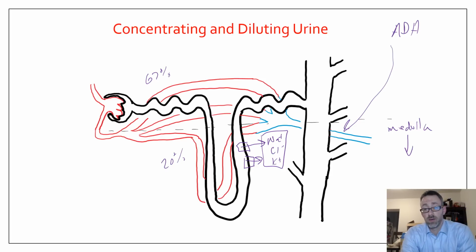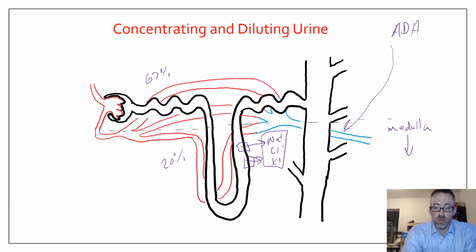If we're in a state where we have too much volume, ADH levels are down, and effectively the second half of the nephron becomes impermeable. Without ADH, it's impermeable to water. So the distal convoluted tubule and the collecting ducts don't allow water through, even if there's a gradient in the medulla. The receptors will continue to pump out, but they won't be augmented by the activity of ADH.